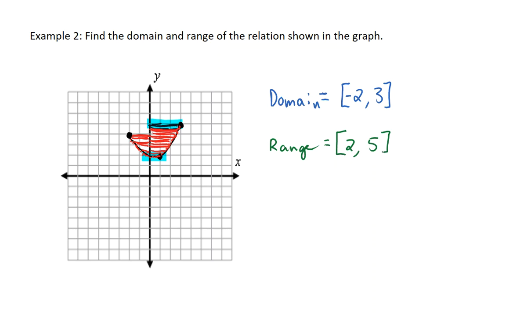For domain, you read back to the x-axis what the x value would be for all the points that are on the graph. And for the range, you read to the y-axis what all the y values would be for all the points that are on the graph. Let's do a few more examples.